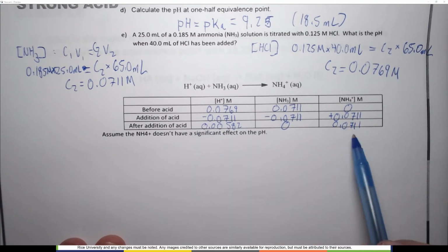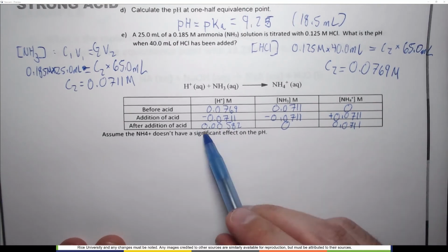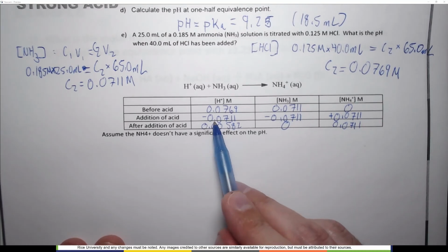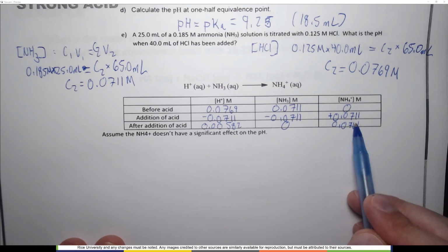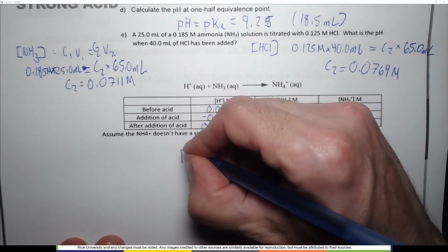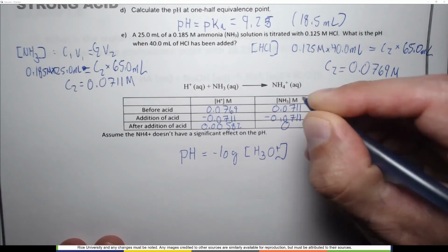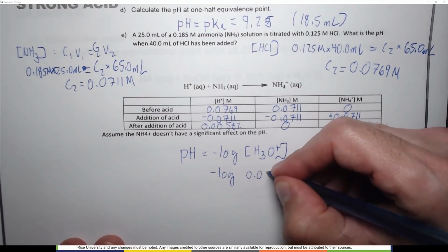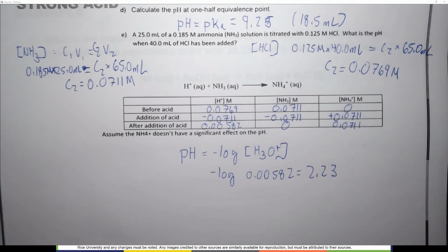When you have a strong acid and a weak acid mixed together, the pH is going to be much more affected by the strong acid, which completely ionizes, than the weak acid, which only ionizes to a very small degree. Said another way, this will have a great effect on the concentration of H3O+. This will only have a minor effect on the concentration of H3O+. So the pH is based on this. Well, this is the H3O+ concentration. So the pH equals the negative log of the concentration of H3O+, so it equals the negative log of 0.00582, which equals 2.23. Okay?